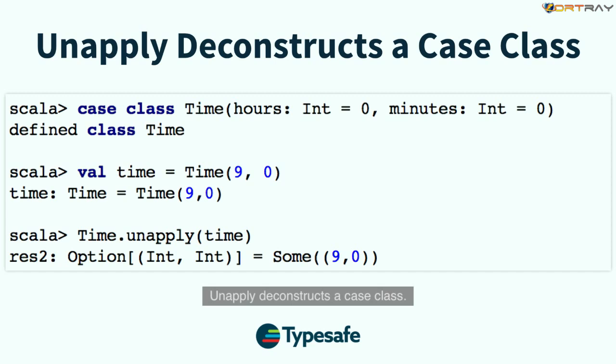Unapply deconstructs a case class. If I have a case class time, as we've seen before, and I create an instance of that time, I can then call from the companion object time the unapply method, passing in the instance of time I want to deconstruct. And from that, I get a representation of the values that are inside of the time. In this case, the hours and the minutes.